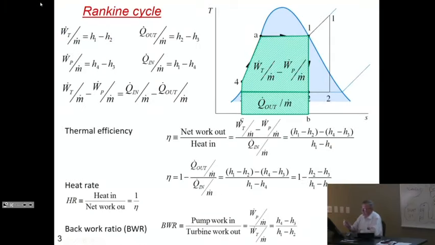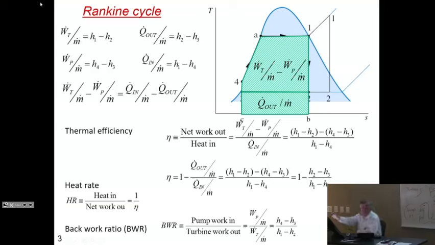So let's summarize this. The work that we get out is the work of the turbine. The work that we put in is the work on the pump. So the net work that we get out of the system is the work of the turbine minus the work of the pump. Now, the heat that we get out in the condenser is here. The heat that we put in the boiler is there. So the net heat that we get is Q in minus Q out. And since it's a cycle, you know that the net work equals the net heat because there's no change in enthalpy through the cycle.